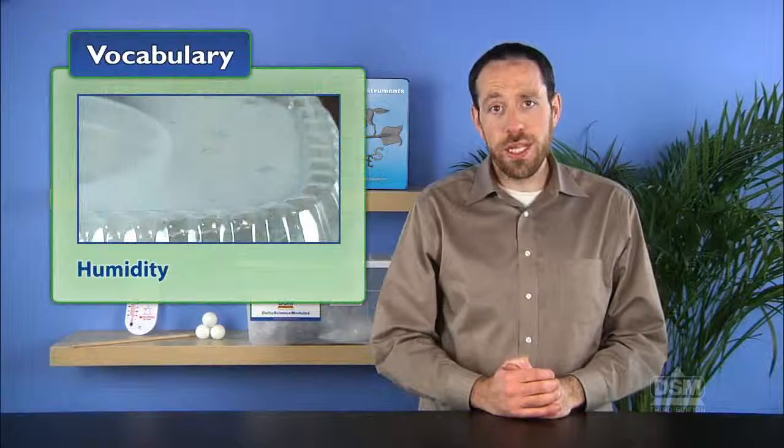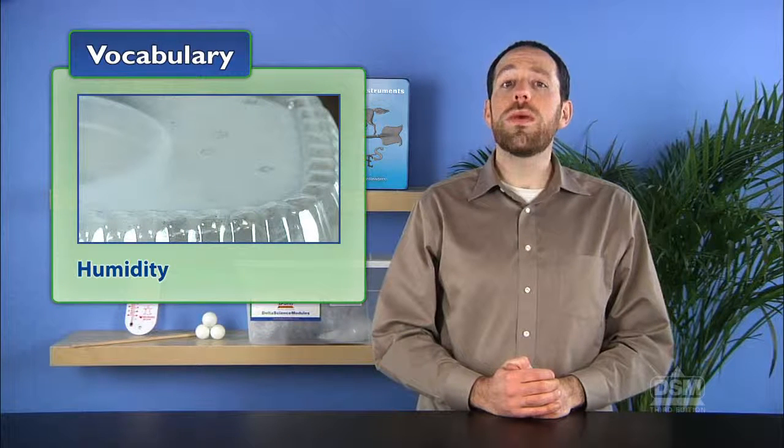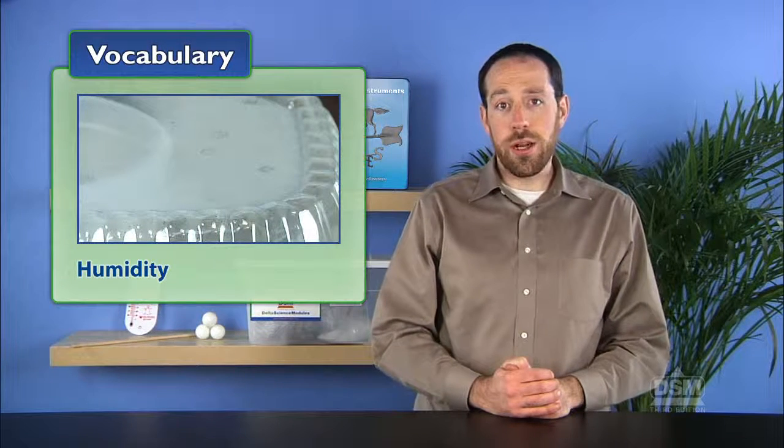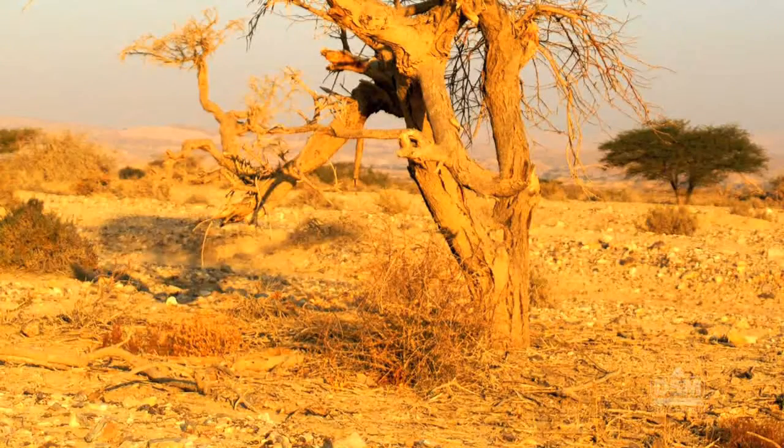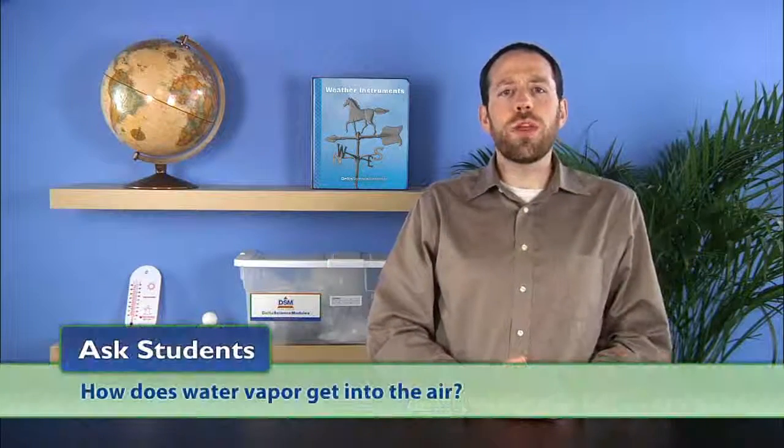To begin the activity, introduce the term humidity. Some of the students may know that it refers to the amount of moisture or water vapor in the air. Explain that when the humidity is high, there is a lot of water vapor in the air. When the humidity is low, there is little water vapor in the air. Ask students, how does water vapor get into the air? Students should remember that it evaporates from water.